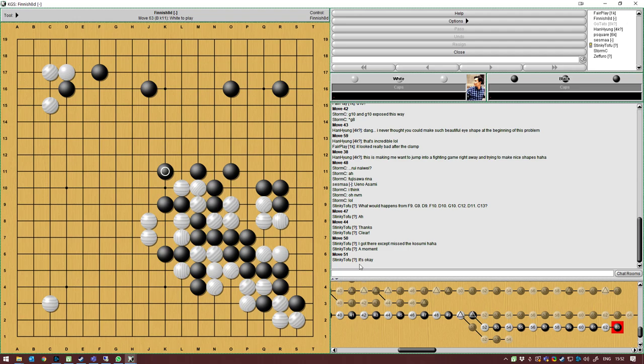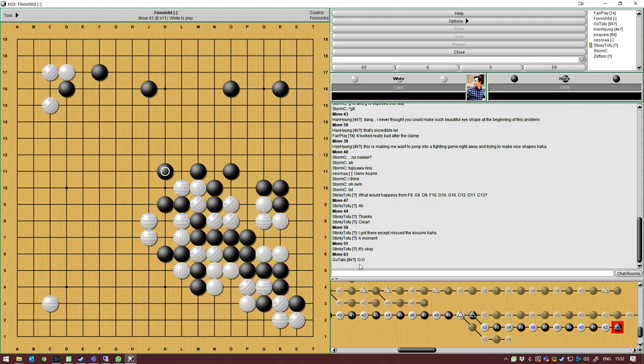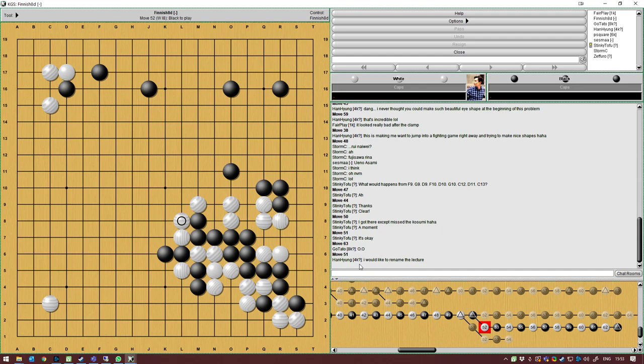I understand that this example can be difficult, and that's why I'm showing it, and I can show this one again. So here is the triangle. If white blocks, this is a trap. And then we cut here.